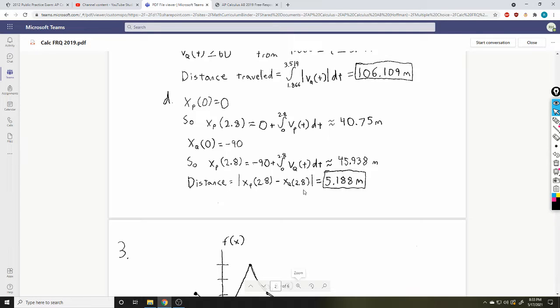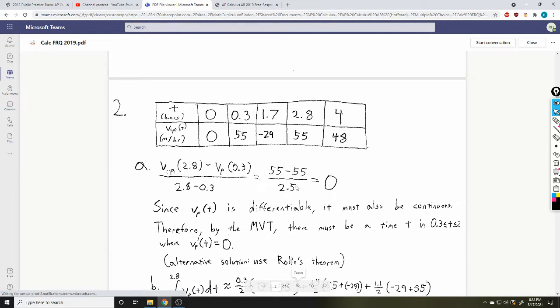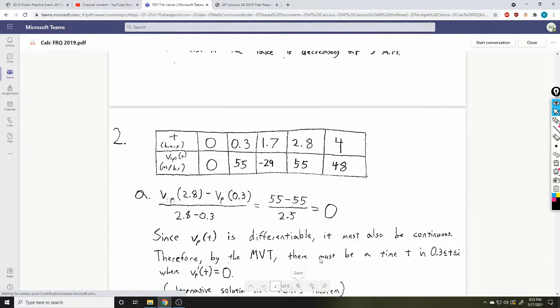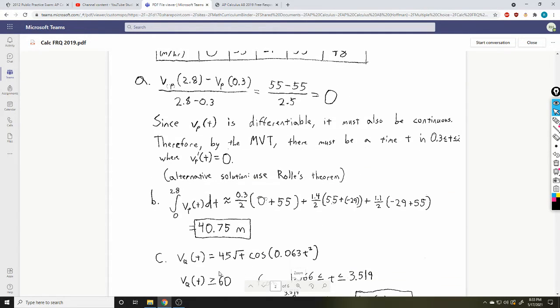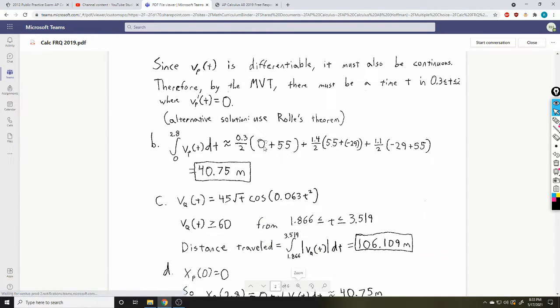All right, let me jump back up. Part A. Part A, here's your f of b minus f of a over b minus a, and what do you know? It's 0. So therefore, the mean value theorem says that there must be a time in the interval where the derivative is 0. Part B, here's your trapezoidal rule. H over 2 times base 1 plus base 2. I'm going to do that across the board for each individual trapezoid, each of the 3 trapezoids that we're looking for.